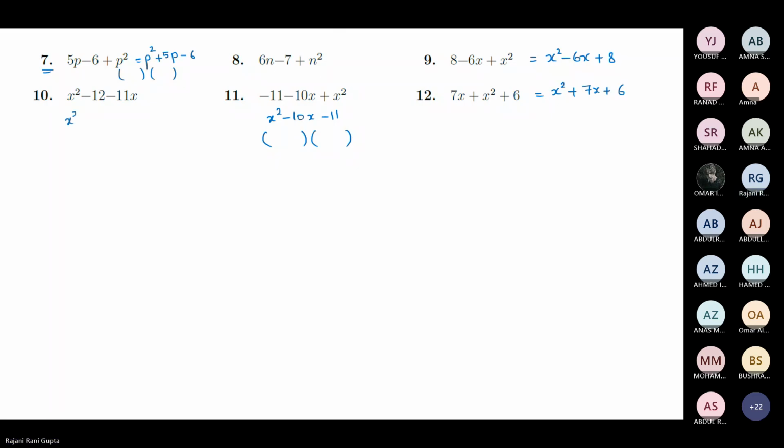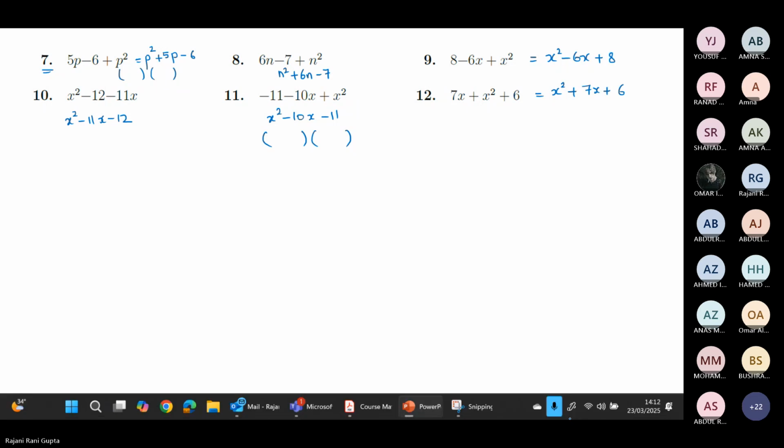It's the same question, but they just put the terms in a different way, like they rearranged. So which one do you want to do?